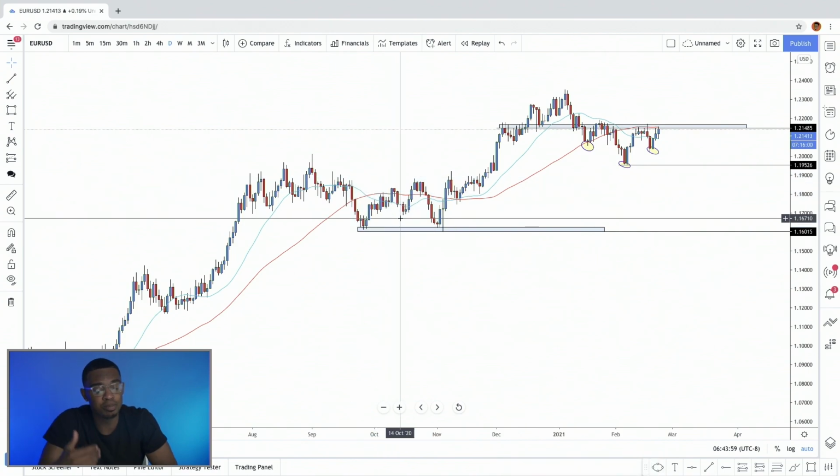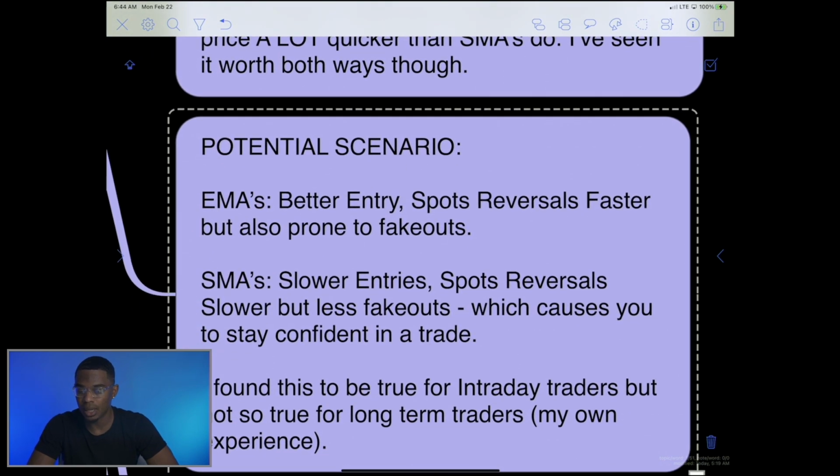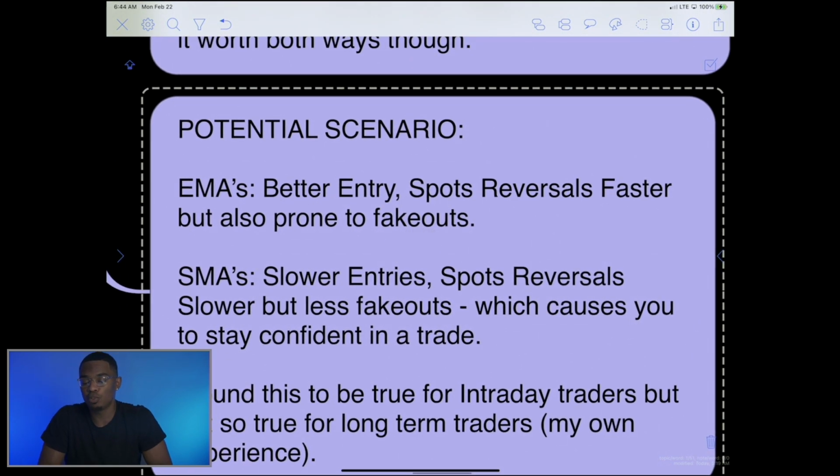That's just my experience, and it goes back to my notes. So a potential scenario: EMAs have better entries, and you spot reversals faster, but you're also prone to fake outs. This is for intraday trading and scalpers. With SMAs, you have slower entries, you spot reversals slower, but less fake outs, which causes you to stay confident in the trade. So it really just depends on your preference. But if you're a scalper or intraday trader, test it out and see what you like better.